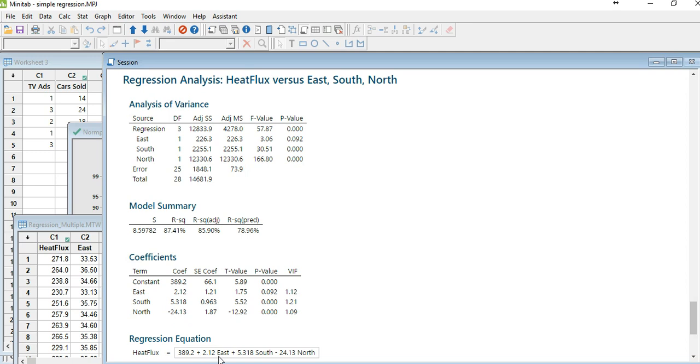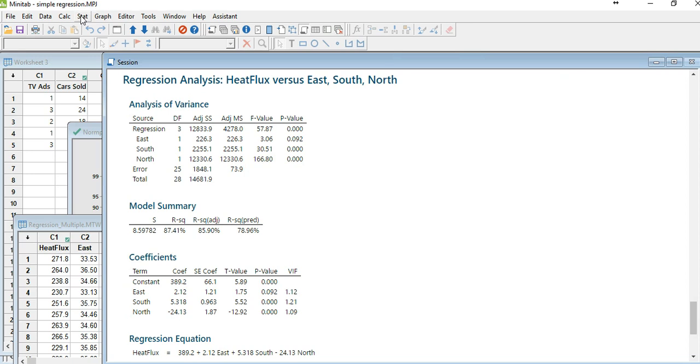Okay, so you can verify this from the regression equation, which is down at the bottom. You can see the coefficient corresponding to east is 2.12, so it's relatively close to 0.